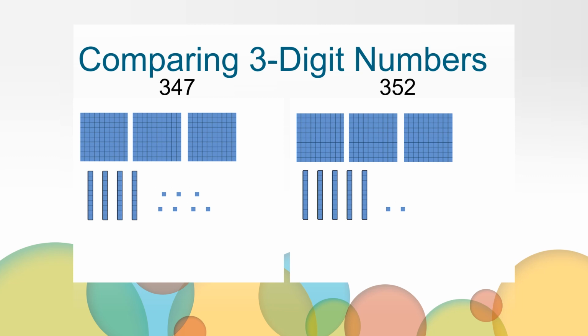347 has 4 tens, which is worth 40. 352 has 5 tens, which is worth 50. So which is greater, 4 tens or 5 tens? That's right, 5 tens or 50 is greater.